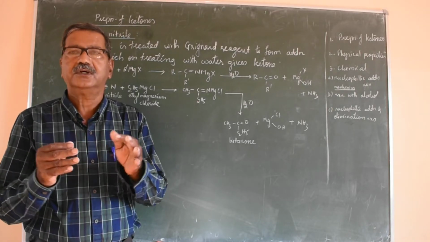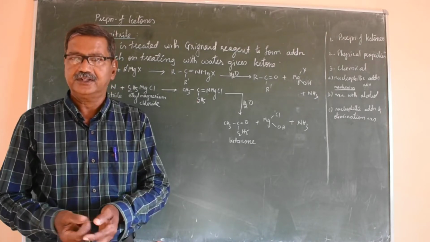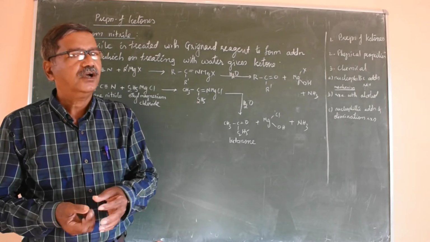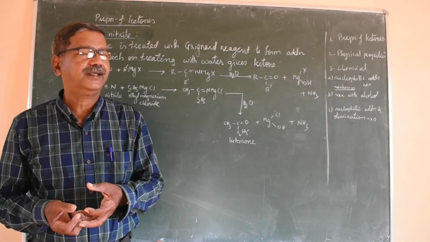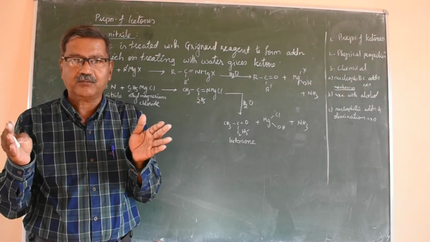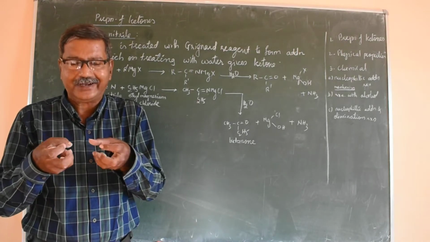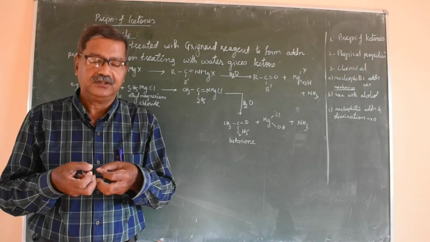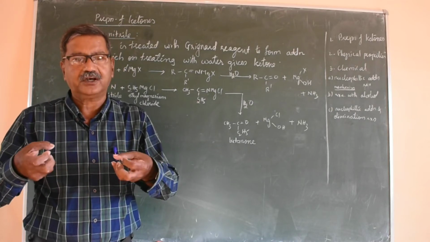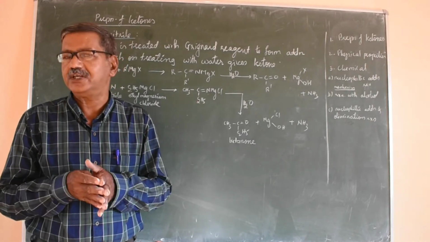Hydrocarbons are non-polar compounds. Aldehydes and ketones are slightly polar. What happens if there is a polar character? Molecular association takes place. Due to that polar nature, there is attraction between the polar, negative and positive part of one molecule with another molecule. So slight association takes place.